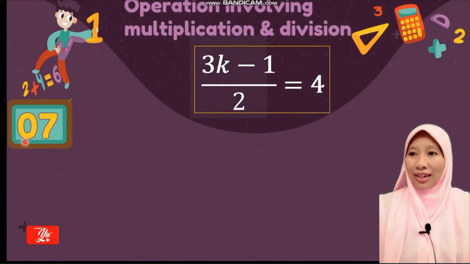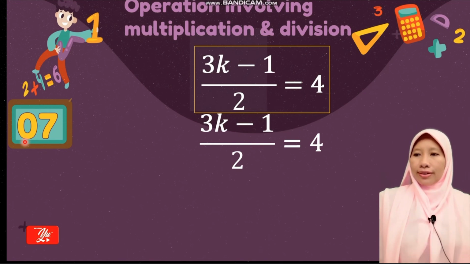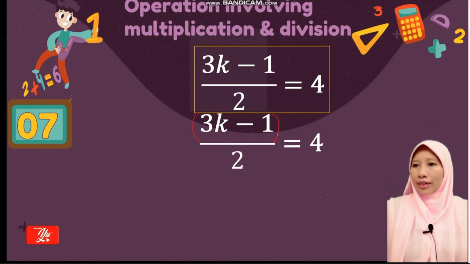Okay, I think this is the last one. Last question for today. We have a little bit different one here. It's a fraction. So 3k minus 1 over 2 equals 4. Alright, which one do you do first? You deal with minus 1 or you deal with 2 here? Now remember, 3k minus 1 is a whole. You must consider this as a whole thing. It's like a bracket here.